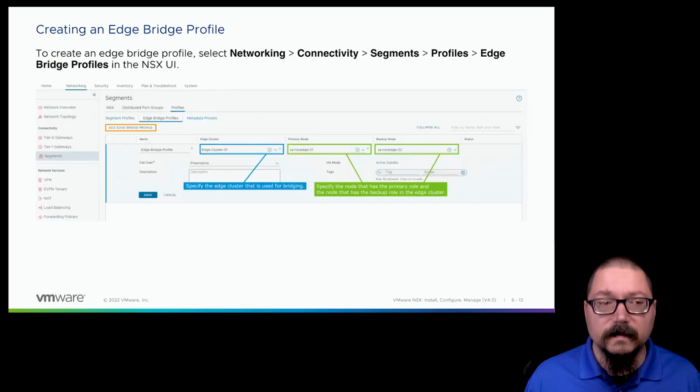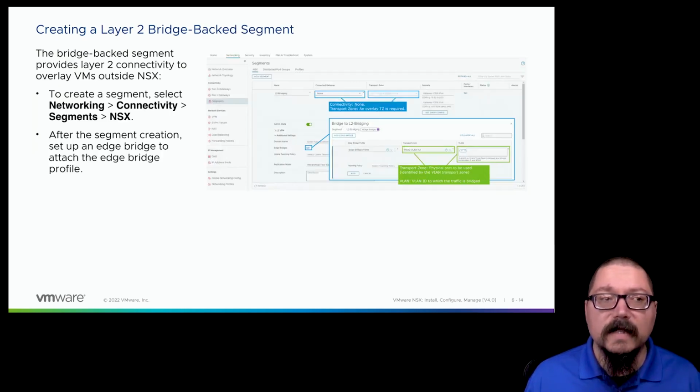So in my segments, I can go to the Profiles tab, and there's an Edge Bridge Profiles sub-tab that I can use to create or to add bridge profiles. And here we see that the bridge profile just has the edge cluster and the primary and the backup edge node fields that we need to fill out. We save this, and now we can start applying this to a segment.